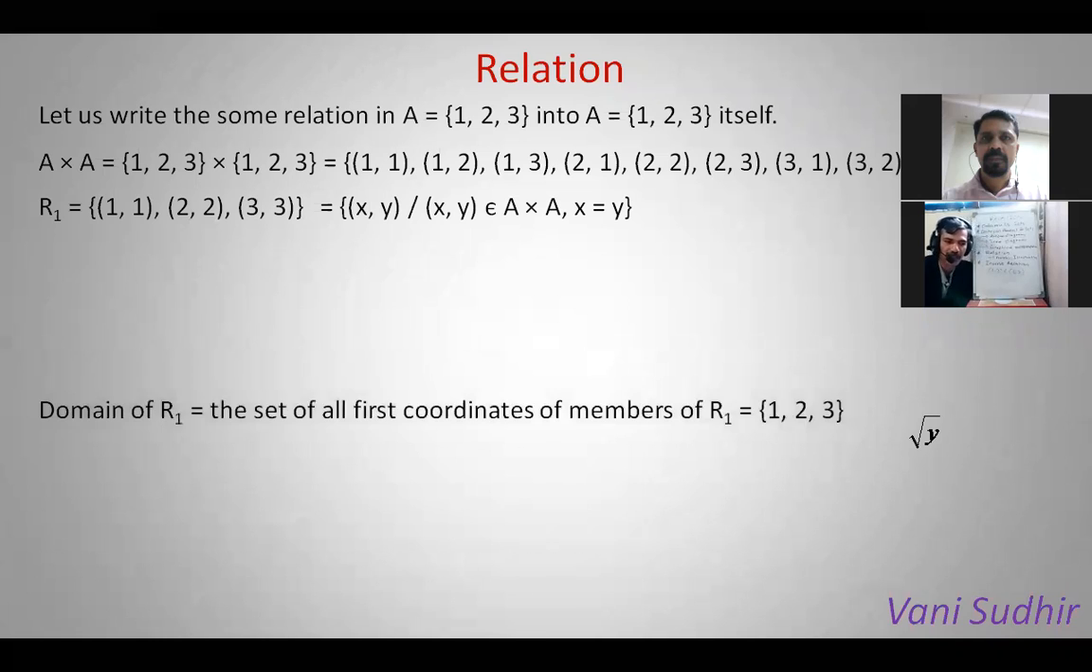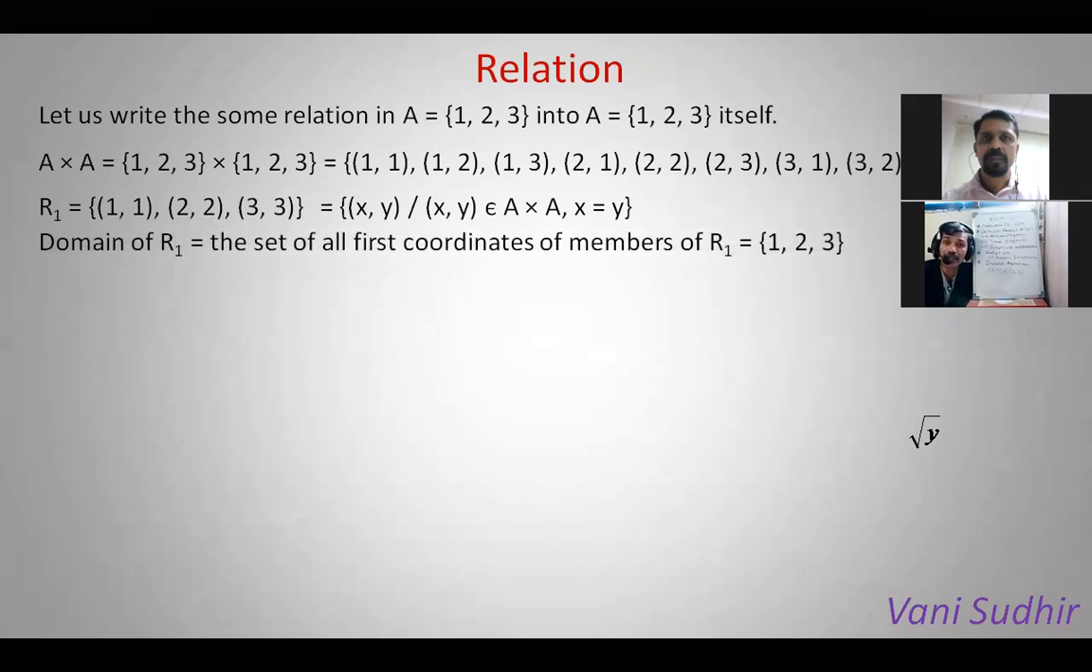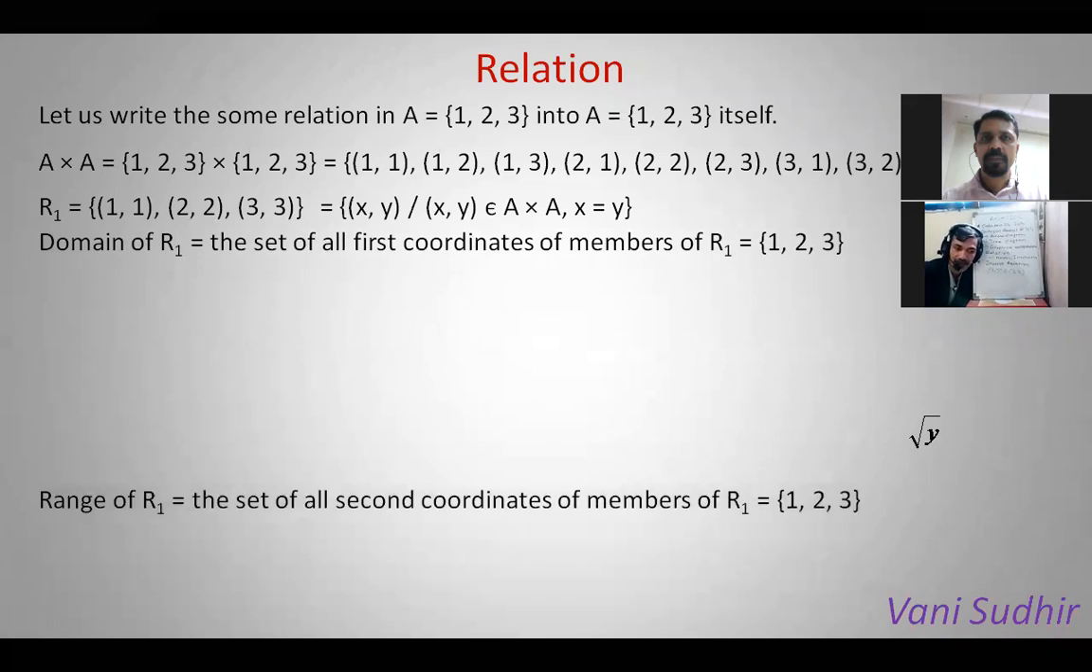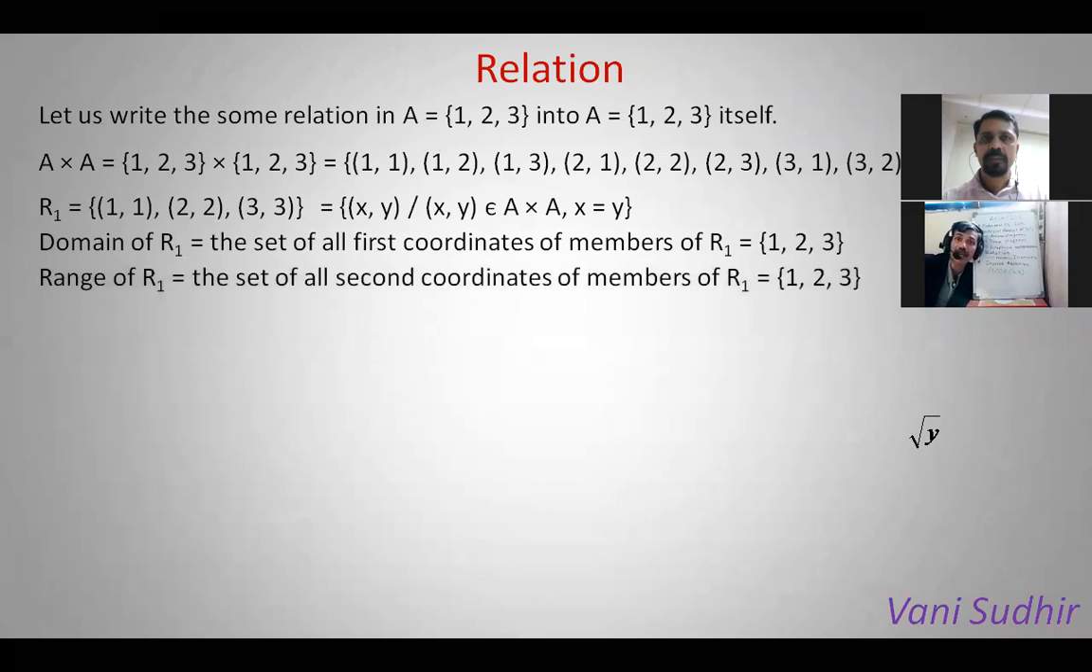Few more relations we'll write. And here we have to talk about what is the domain. Set of all first coordinates of the members of R1 is called the domain. And range means set of all second coordinates of the members of R1. Here, domain and A are same, range and A are same, but they may not be same always. We'll discuss one more example, then you will come to know.